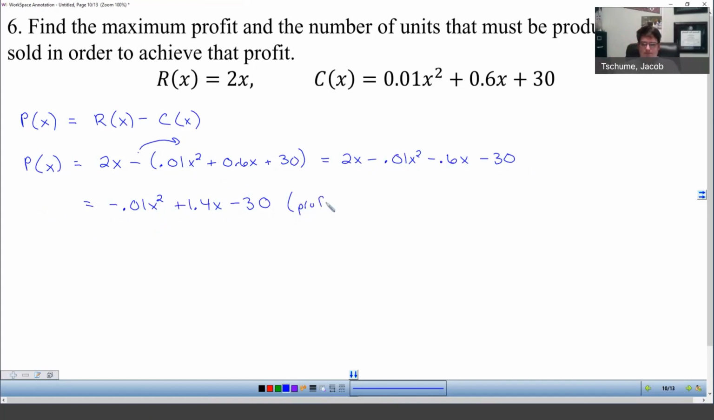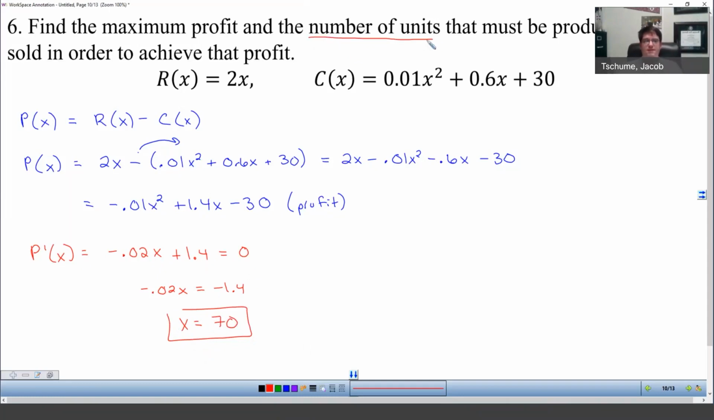I'll put a little parentheses by it. The problem says to maximize your profit. So I need to find the critical value of my profit function. So P prime of x would be equal to negative 0.02x plus 1.4, that I'm going to set equal to 0. If I subtract the 1.4 over, you should have negative 0.02x equals negative 1.4. And then if I take negative 1.4 and divide it by negative 0.02, you should get an x value of 70. So one of the questions we have now answered. The number of units that you have to sell to maximize your profit is 70.